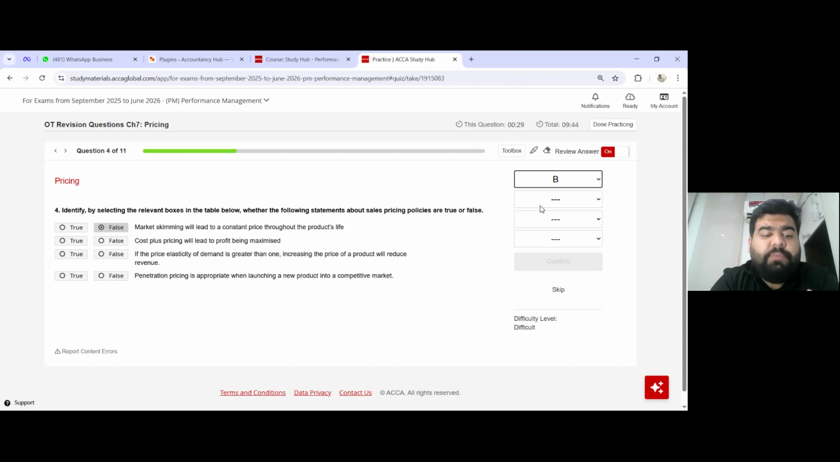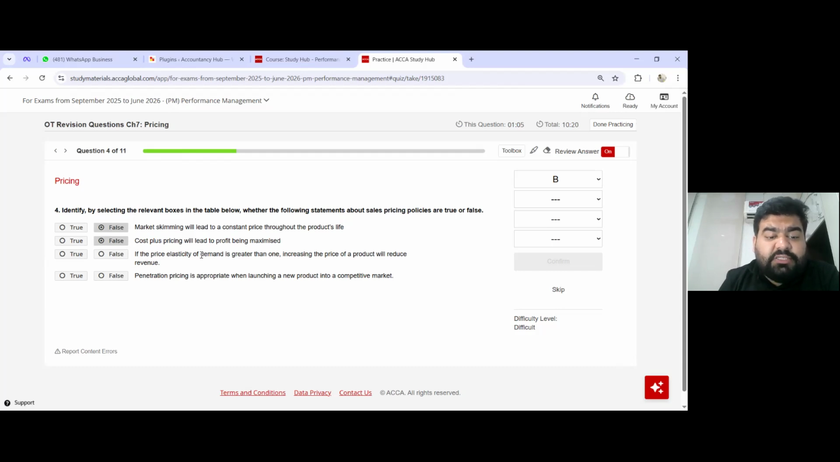Why? Because in market skimming you set the price higher at the start. After that you go downward. So it's not constant. Cost plus pricing will lead to profit being maximized. We can say that cost plus pricing will lead to guaranteed profit because you will obviously have the profit. But if you say that it's maximizing that, I think it will be false. Okay, let's go on to the next MCQ.